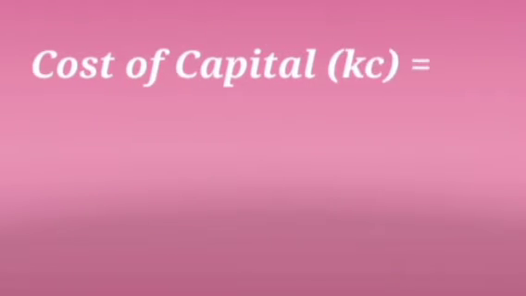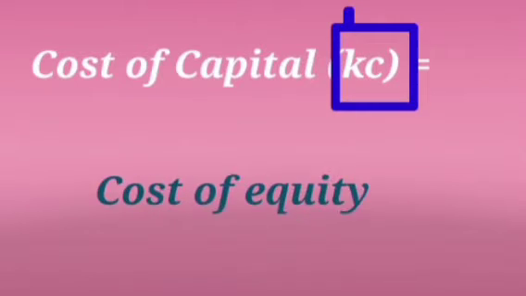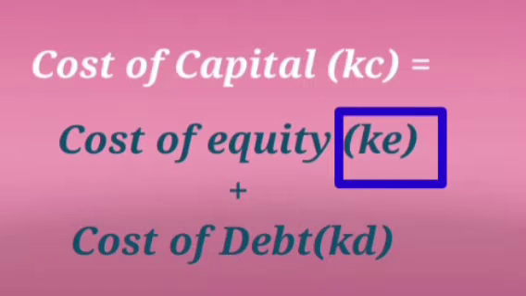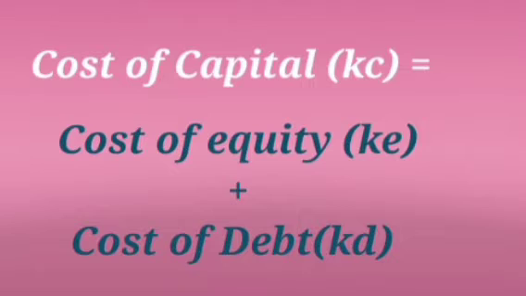Suppose, just look at this. Cost of capital, assume it is KC. Cost of equity is KE and cost of debt is KD. That means KC is equal to KE plus KD. That means cost of capital is equal to cost of equity plus cost of debt. That means cost of capital is nothing but dividend plus interest.